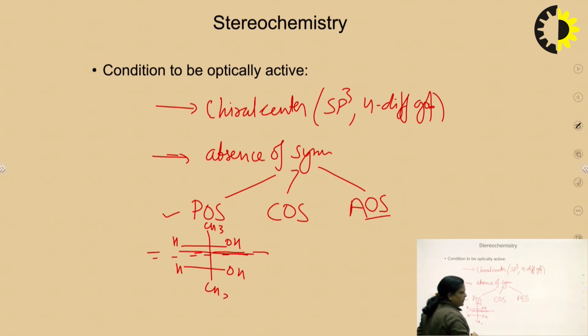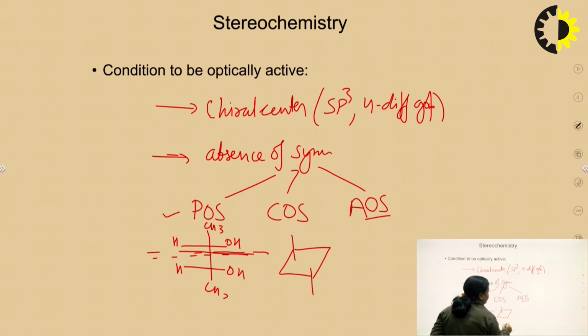Now center of symmetry. Center of symmetry means if we imagine a line which passes through a center, and if we take both forms, which are mirror images of each other, this compound will show a center of symmetry.